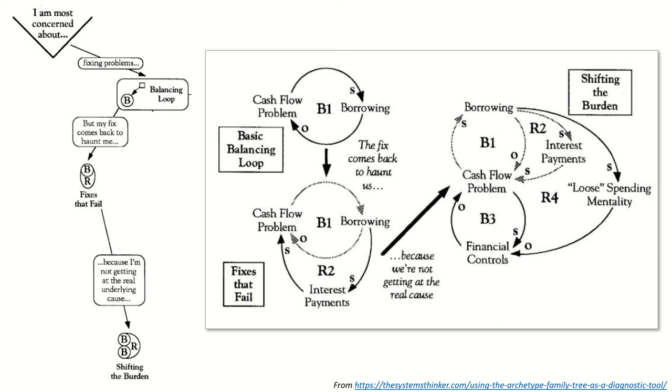So really what's going on here is that the real solution I should have looked for was to get financial controls. This would have been the right solution: maybe I needed to tighten up my financial controls and that would have solved my cash flow problem. But because I have sort of a loose spending mentality, I don't focus on financial controls and instead I focus on interest payments.